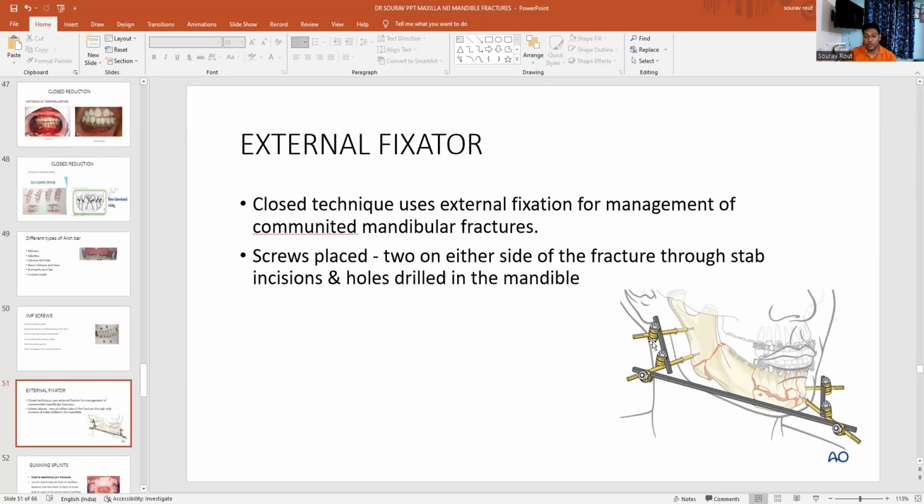Another method of closed reduction is the external fixator. It is used in management of comminuted mandibular fracture. Two screws are placed on either side of the fracture through a stab incision, and holes are drilled into the mandible, as you can see from this picture.